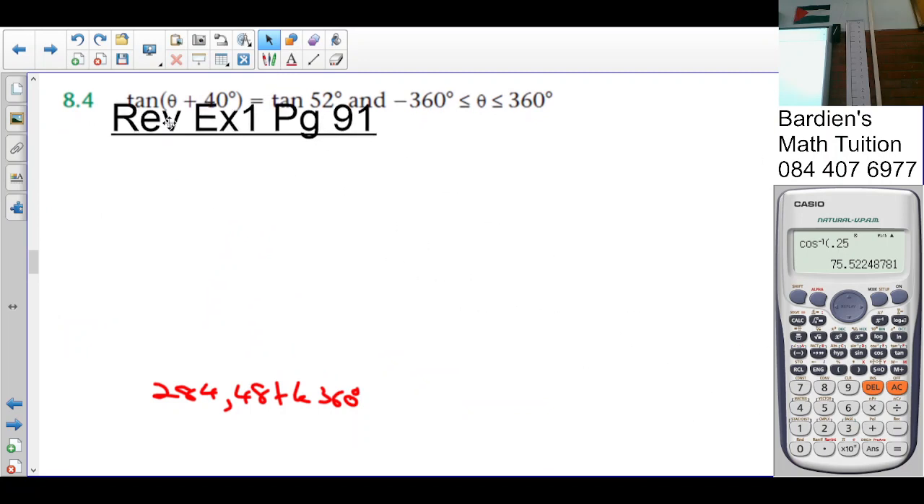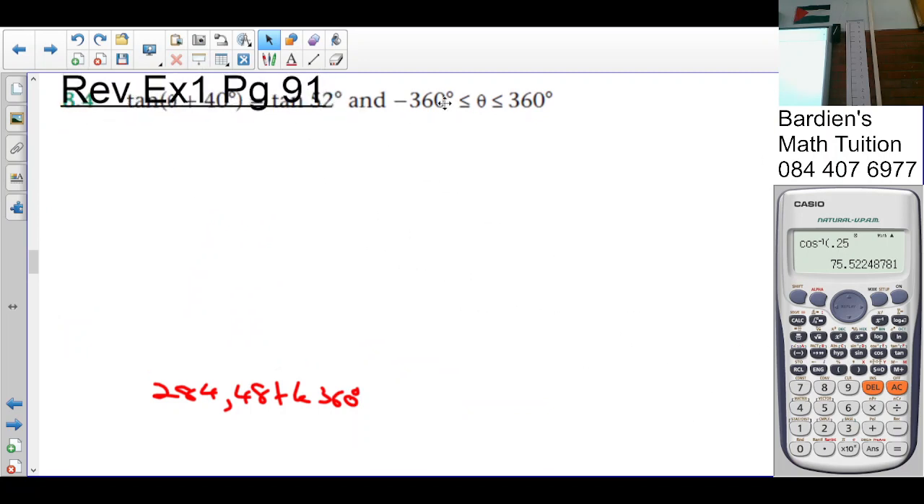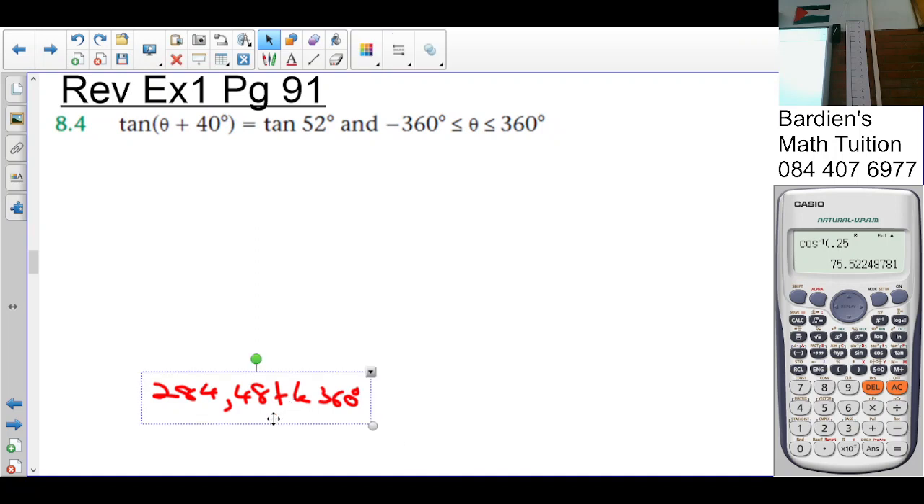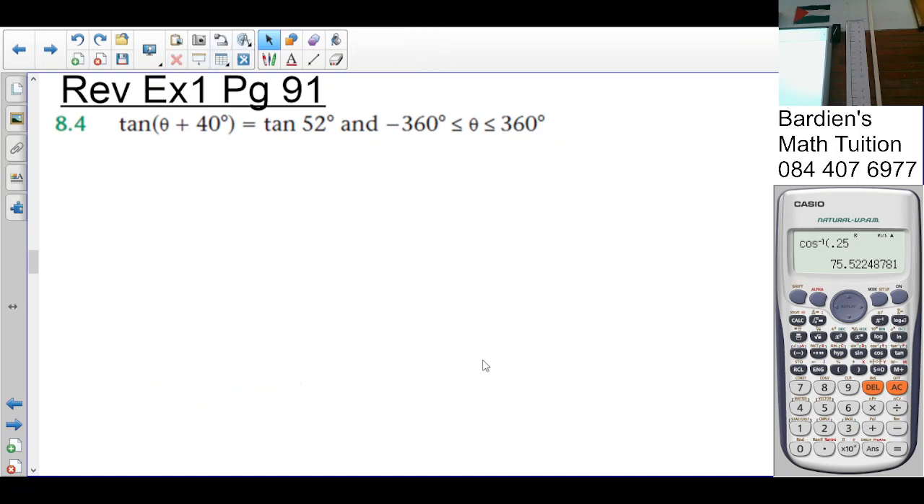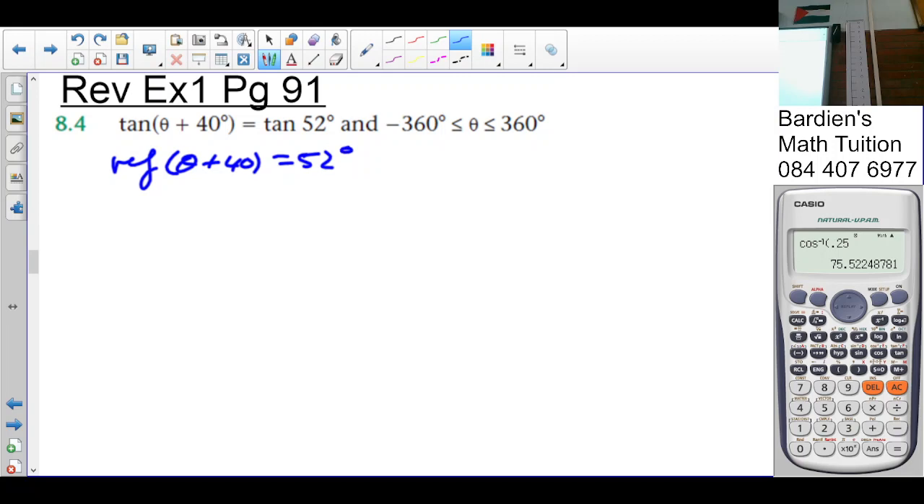8.4. Again, tan of theta plus 40 is equal to tan of 52 for theta greater than negative 360 but less than 360. Again, people, arctan of 52 is 52. So my reference angle here of theta plus 40 is 52 degrees. Okay.